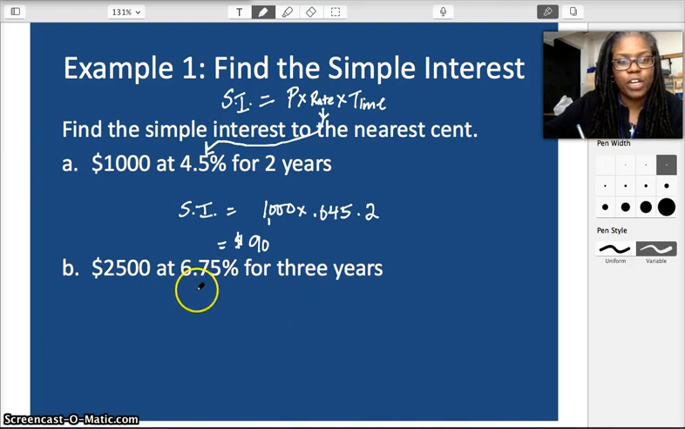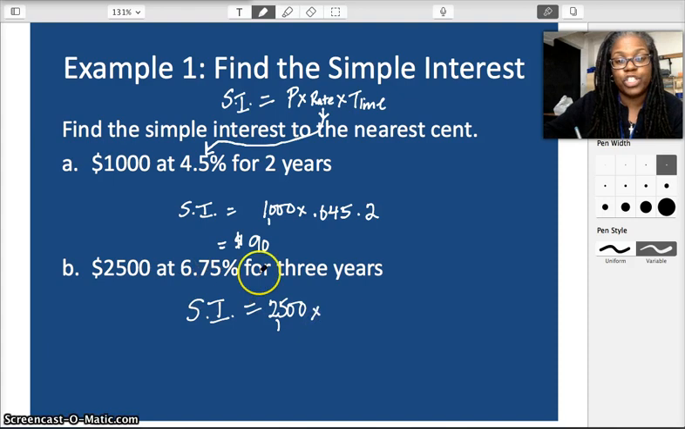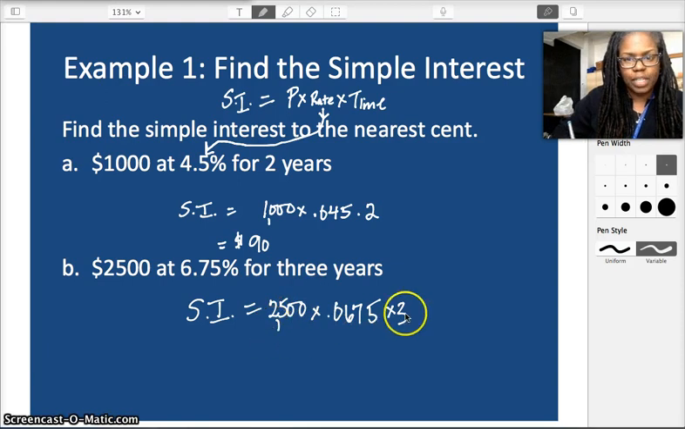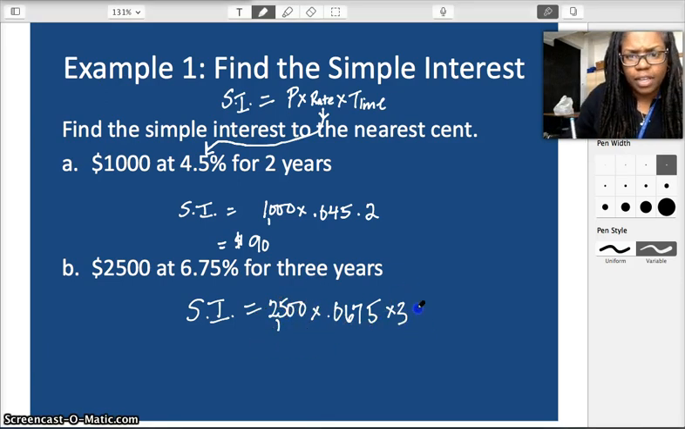We have $2,500 and we're investing it at the rate of 6.75% for 3 years. I'm sure you guys can set up this equation. So the simple interest will be calculated as the principal amount, that's the $2,500, times the decimal version of this percentage rate, 0.0675. And for 3 years, I'm going to multiply that by 3. And we get $506 and 25 cents, which is quite a bit of interest over those 3 years.